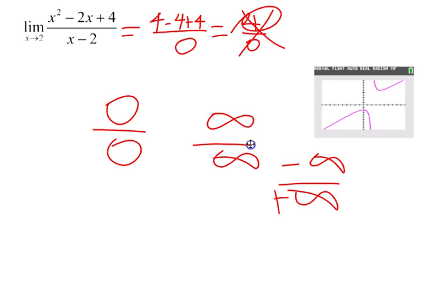Once you've verified that it is indeterminate, then you can go forward with L'Hopital's. I really do hope that you got this screencast, that it makes sense, and that you enjoy this beautiful weekend. Talk to you later. Bye.